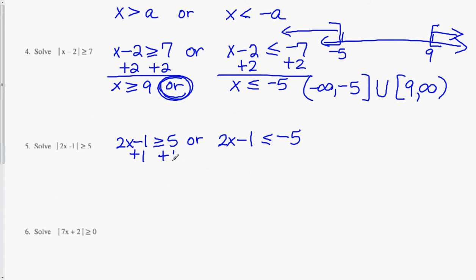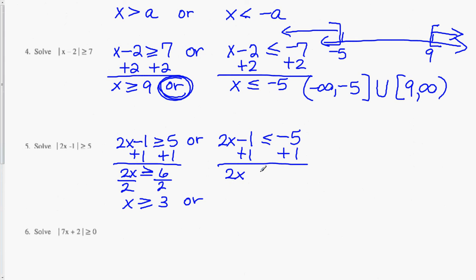So I'm going to add 1 to both sides. So 2x is greater than or equal to 6. Divide by 2. So x is greater than or equal to 3. Or, I always like to write that little "or" in there so don't forget. Add 1 to both sides. So 2x is less than or equal to negative 4. Divide by 2. X is less than or equal to negative 2.